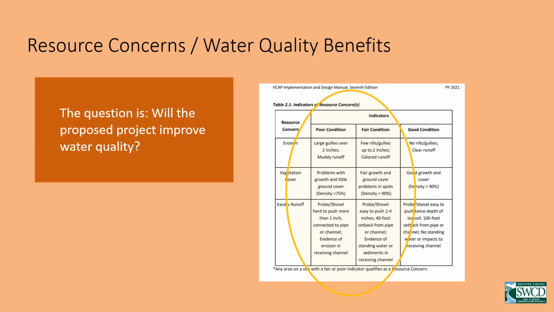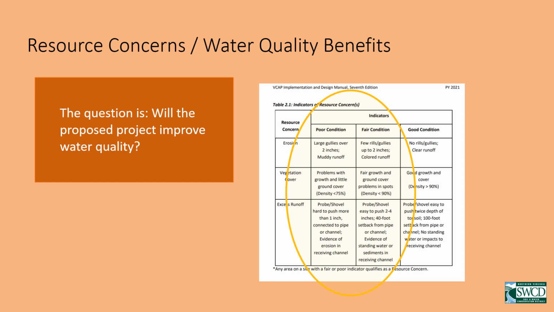The first item to consider when considering whether a property will be eligible for a VCAP or CAP grant is to ask the question, will the proposed project improve water quality? And we have this table in the VCAP manual, which provides some guidance on determining whether there is a resource concern caused by stormwater and whether it is something that can be treated with a VCAP practice.